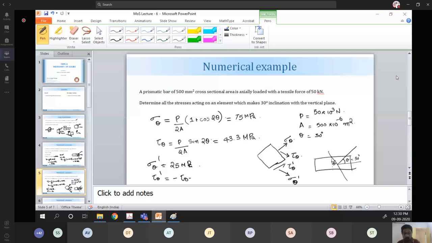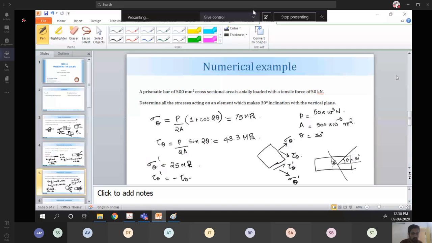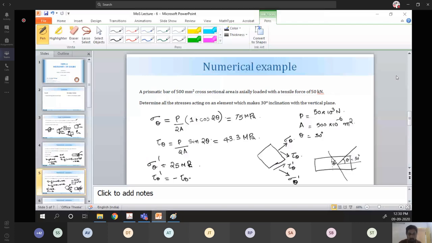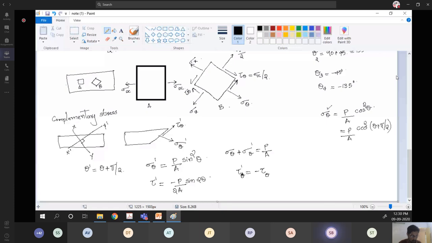And at the same time, you have seen the cracks occurring in bricks or in walls, and you have seen a pattern appearing at 45 degrees most of the time. So do you know what is the reason for that? The maximum shear stress is along 45 degrees.